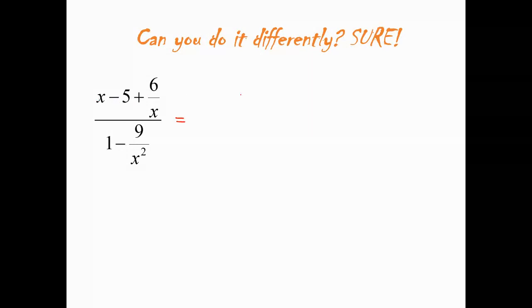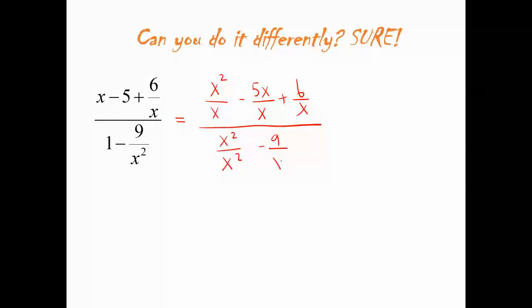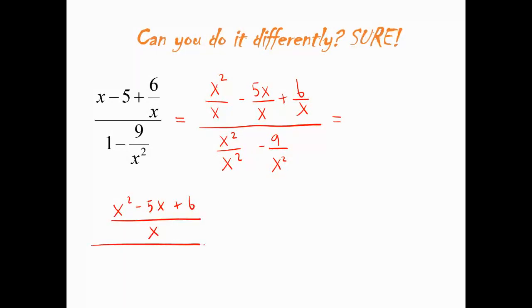So my other option is maybe I would get a common denominator. So I've got x squared over x minus 5x over x plus 6 over x. That should be an x. That's just my numerator. And then this would be x squared over x squared minus 9 over x squared. So here I've got x squared minus 5x plus 6 all over x divided by x squared minus 9 over x squared.